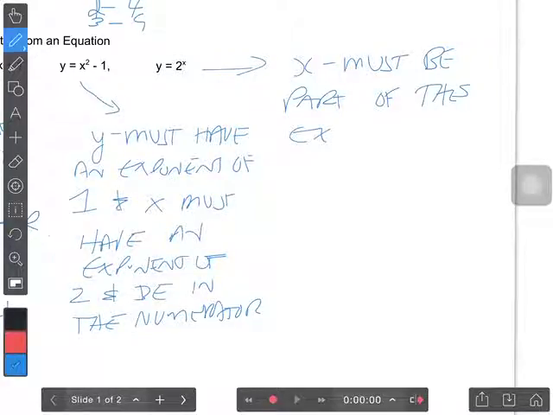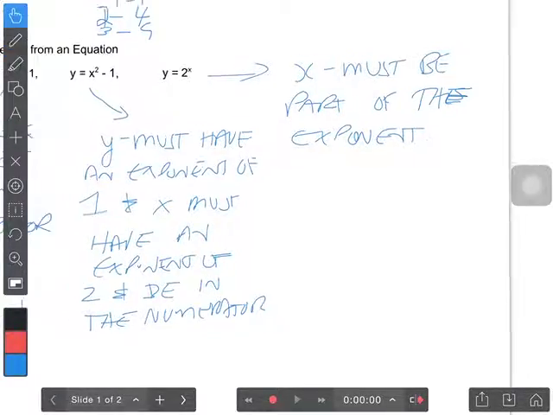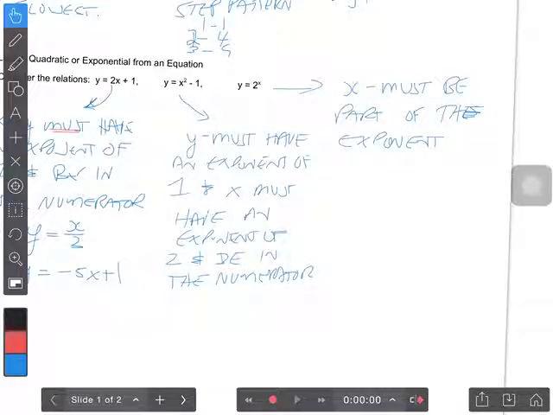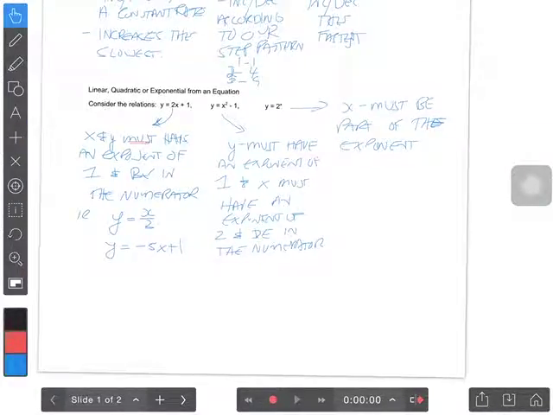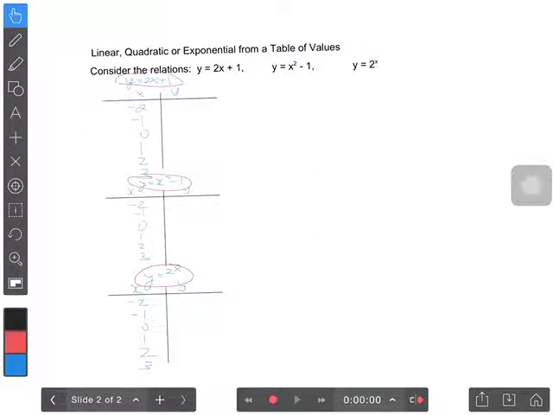And when I ask you to justify or explain your reasons why it's linear, quadratic, or exponential, that's what you're going to write for me. x is in the exponent, therefore it's an exponential. The x is squared, so it must be quadratic. And that's all there really is to be able to tell the difference between an exponential, a linear, and a quadratic. Third and final one is if I give you a table of values.